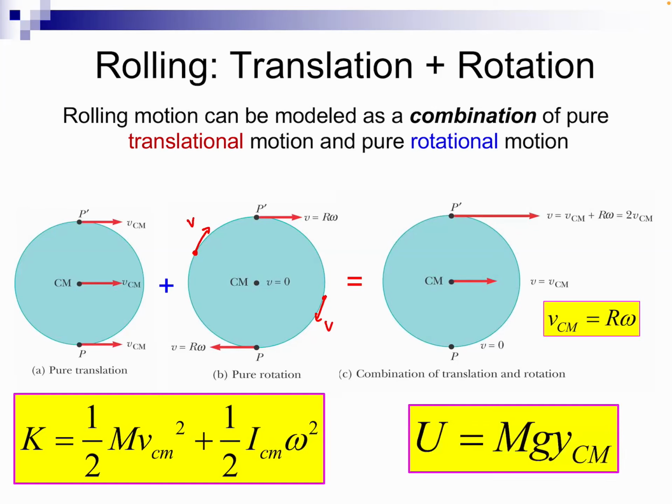For the potential energy, it's still just the same. Regardless of whether your object is moving on a straight line or rolling, it's still the same potential energy because your object is in the same position, meaning the height h is still the same, and we measure the height from the center of mass.